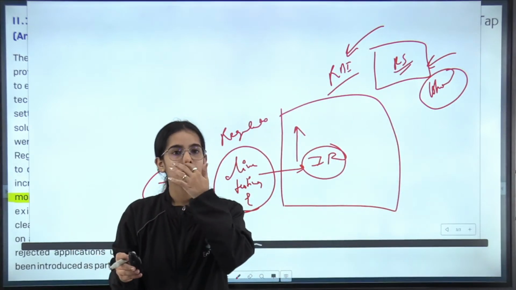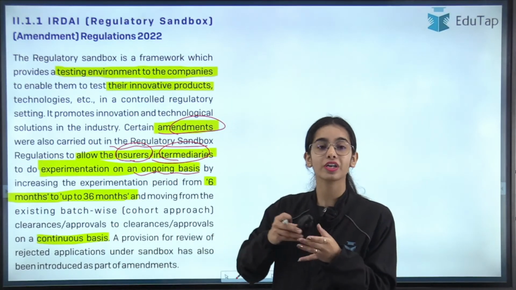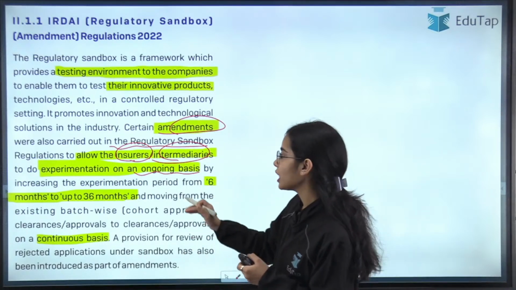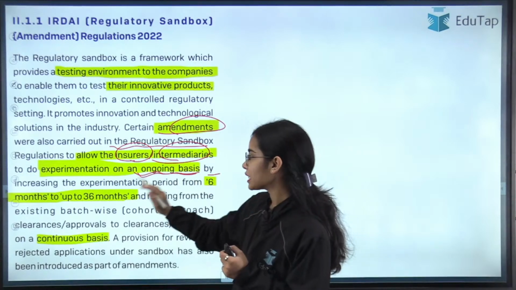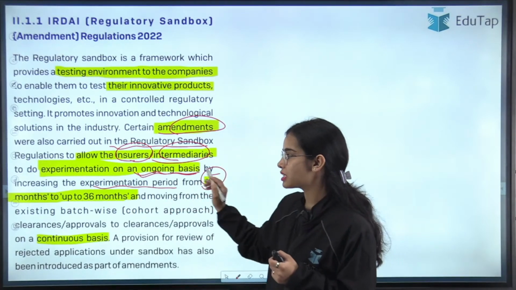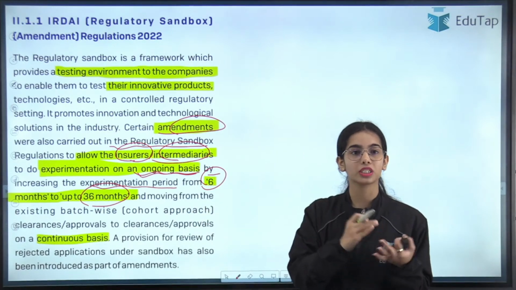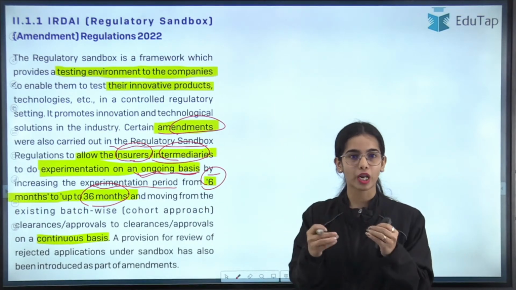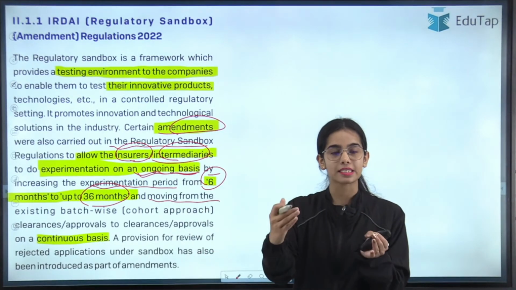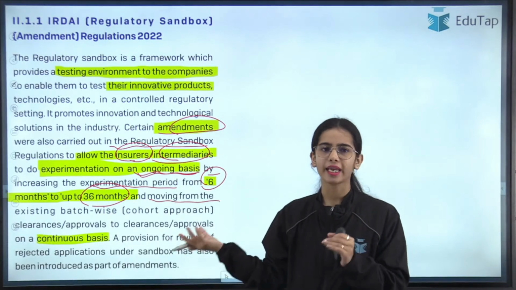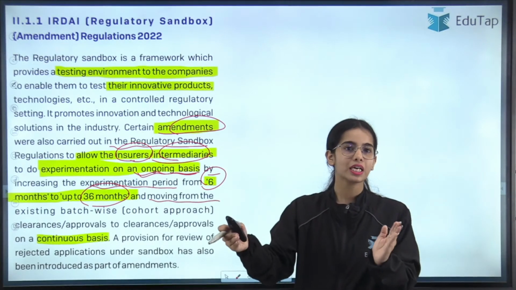Okay, so now the IRDAI has said that instead of having the cohort-based system, we are going to have a continuous process. On an ongoing basis, the experimentation should continue. So by increasing the experimentation period from 6 months to up to 36 months, 36 months of time will be given for testing your innovative product, moving away from the existing batch-wise system. Currently there is a batch-wise system adopted by the IRDAI, and RBI also has the cohort-based system, where the regulatory sandbox is opened in batches.